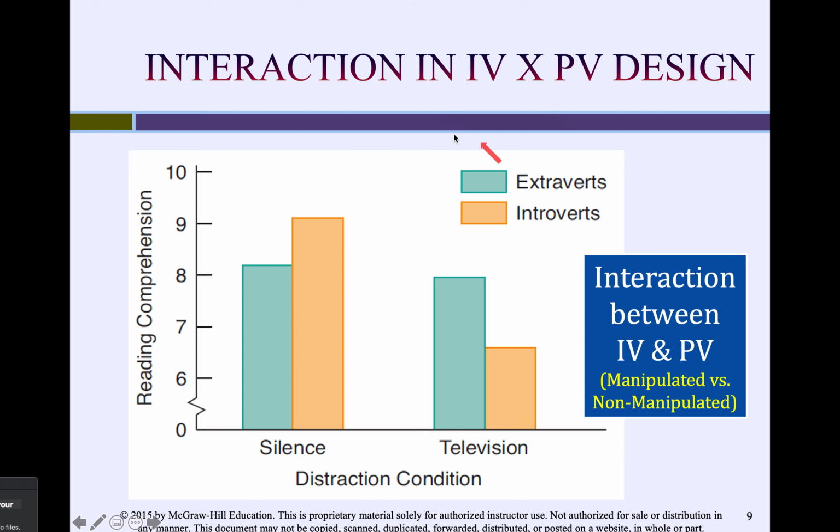And again, here's another example of ways of looking at these interactions. This was a study on extroverts and introverts and their reading comprehension, whether they were in silence or in front of the television. Again, this is an IV by PV design example. The participant variable is whether you're an extrovert or an introvert. It's something that you come to the table with. But the independent variable here is the distraction condition, either silence or television, and this was manipulated by the researcher.